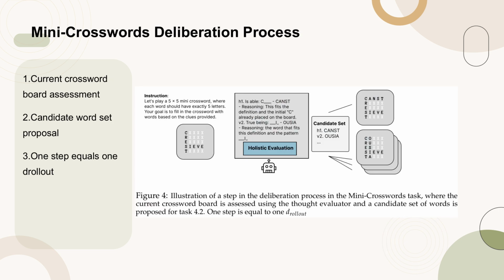Figure 4 illustrates a step in the deliberation process for the mini-crosswords task. Here, the current crossword board is evaluated using a thought evaluator, and a set of candidate words is proposed for task 4.2. Each step in this process is equivalent to one rollout, emphasizing the iterative nature of the solution-finding process.